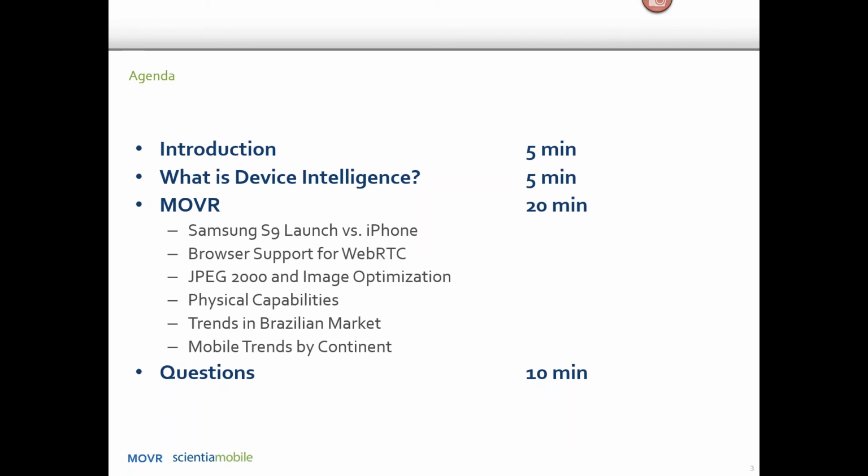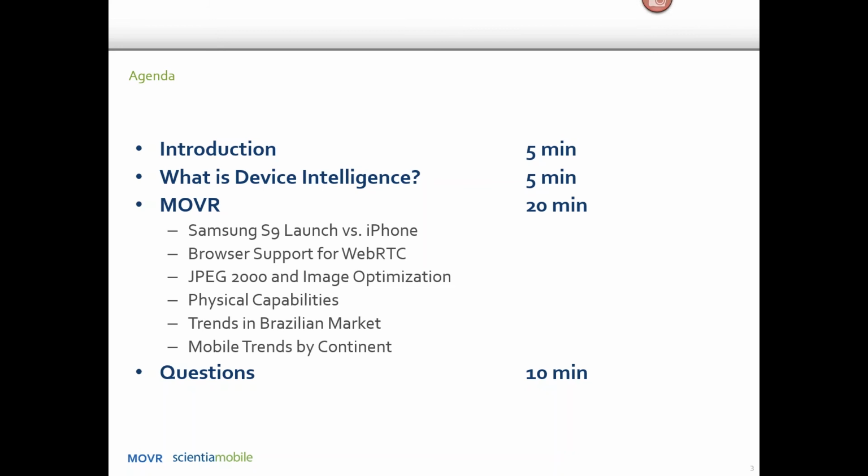Then we'll look at JPEG 2000. This is an image file format that has had limited adoption to date, but it has great potential for image optimization. And we will show you the capabilities of that and the support for it in certain browsers. And we'll show you how much image optimization you can get and what impact that might have on your business.